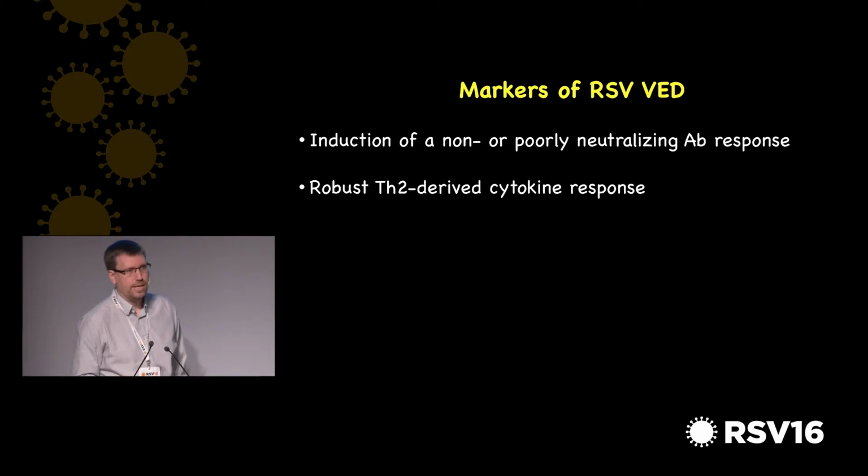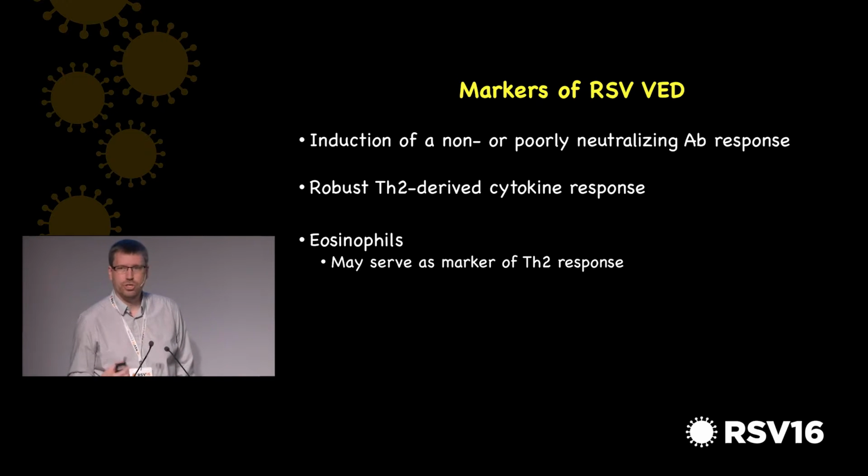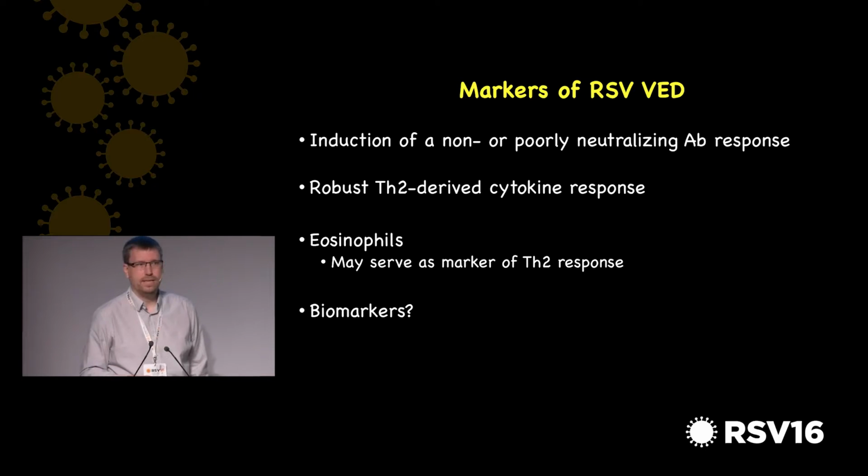But basically, if your vaccination elicits a poorly neutralizing antibody response, that's going to be problematic. We also know that robust Th2 cytokine responses are a major contributor to the pulmonary pathology that occurred in RSV vaccine-enhanced disease. So if that is picked up in a vaccine trial, that's a poor indicator as well. Eosinophils have often been used as a marker, but again, we think they're just simply a marker of a very robust Th2 response. And so they can still be used as a marker of that Th2 response. But we still are lacking significant biomarkers for RSV vaccine-enhanced disease. I think, again, the best one currently is the neutralizing antibody response.